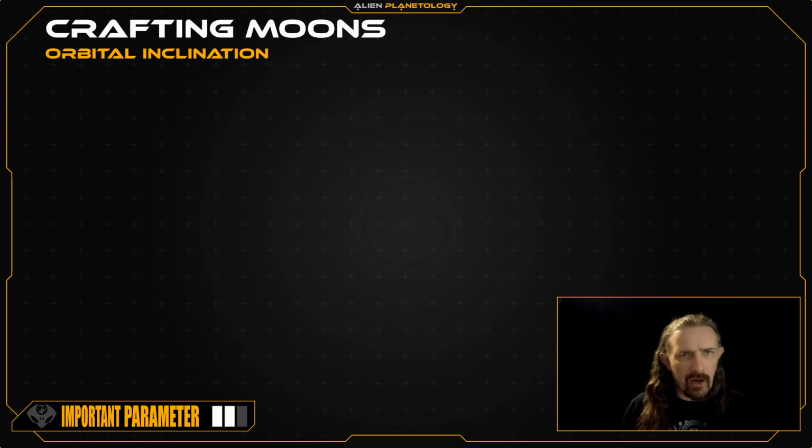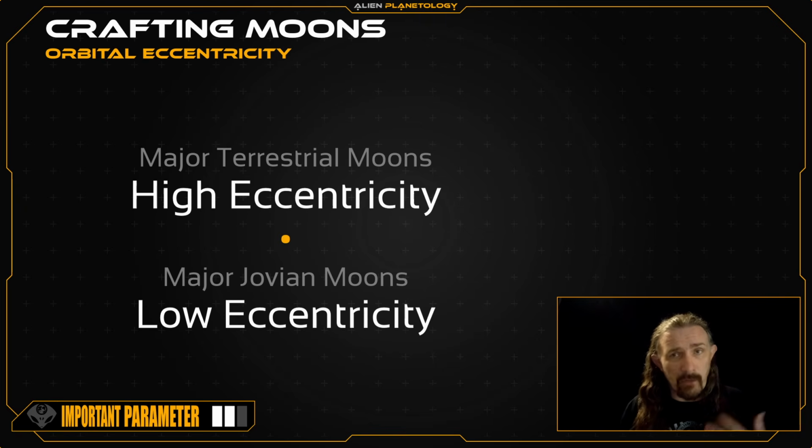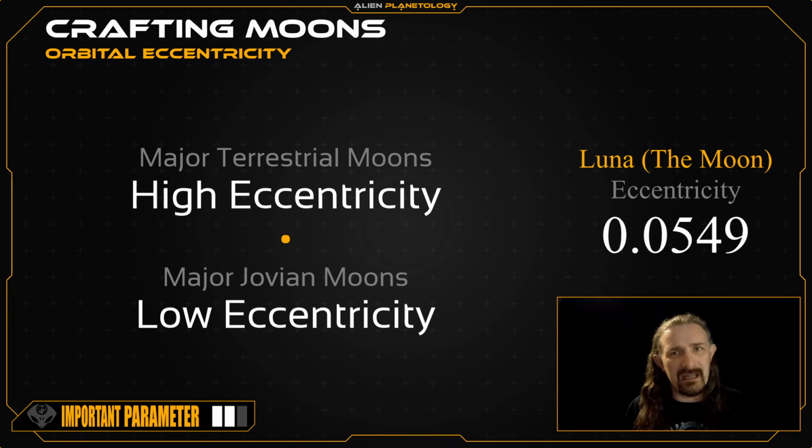Next, we will define our moon's orbital eccentricity, that is, how elongated its orbit is. This parameter is also influenced by the moon's class. Major terrestrial moons are more likely to have high eccentricity orbits due to them forming from collision events, but their eccentricity can diminish over geological time due to tidal interactions. For reference, Luna's current eccentricity is about 0.0549.